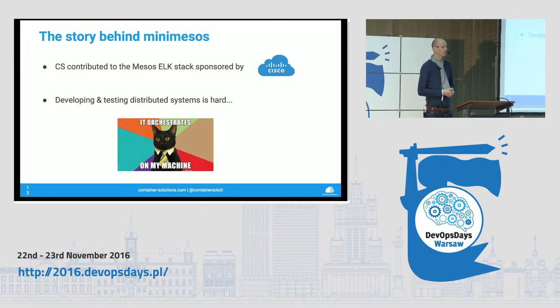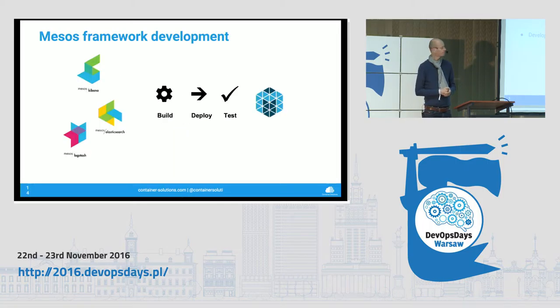So the story behind it is that when we were working on these frameworks, we found out that it's pretty hard to develop them. Distributed systems are hard, and you run into this problem of "it works on my machine." It might work on somebody's machine, but if you want to port it to somebody else's machine, it's very hard to set up and configure. So we decided to do something about it.